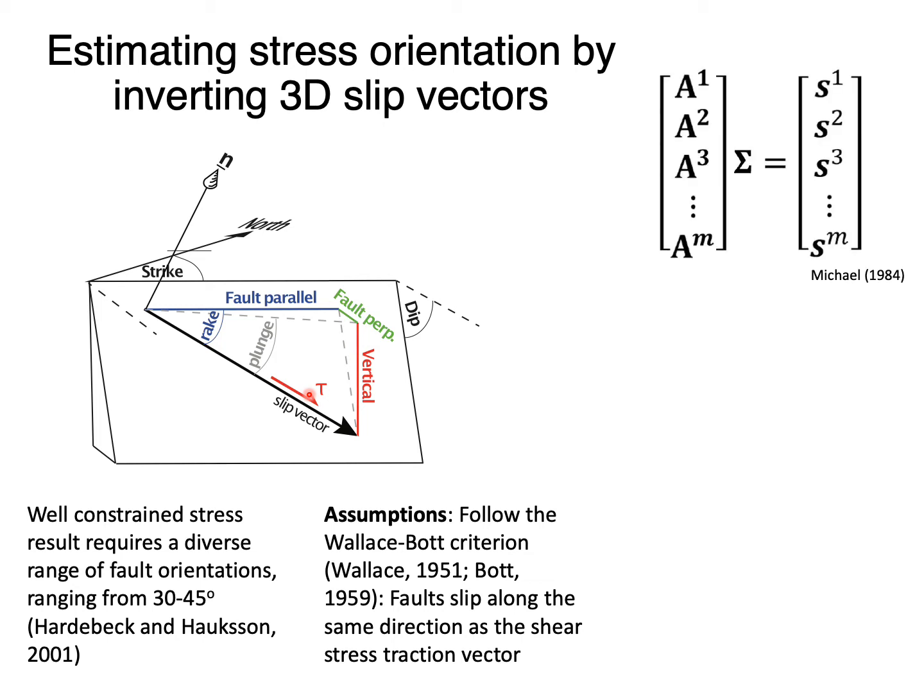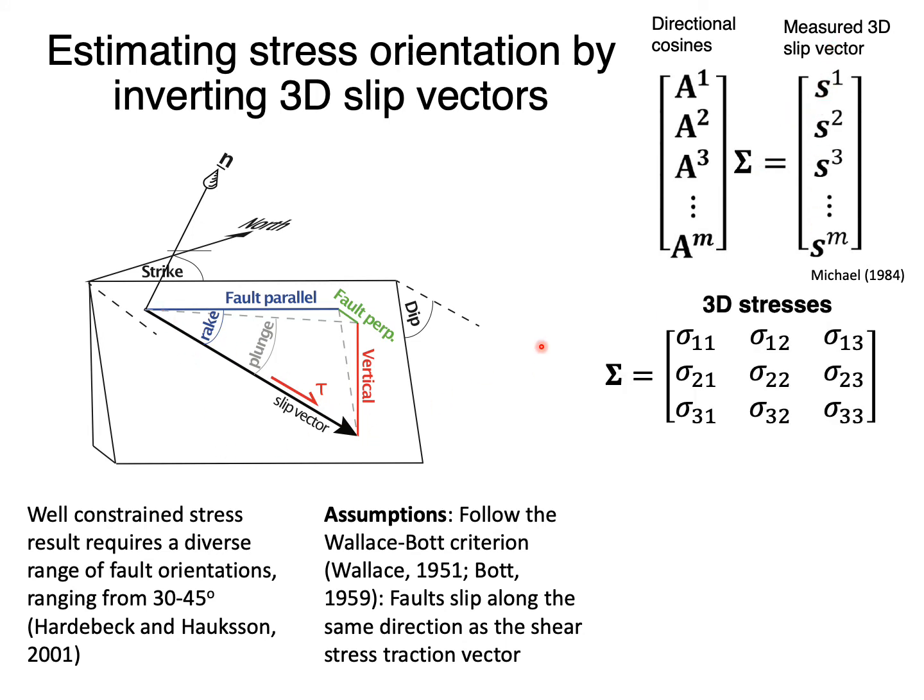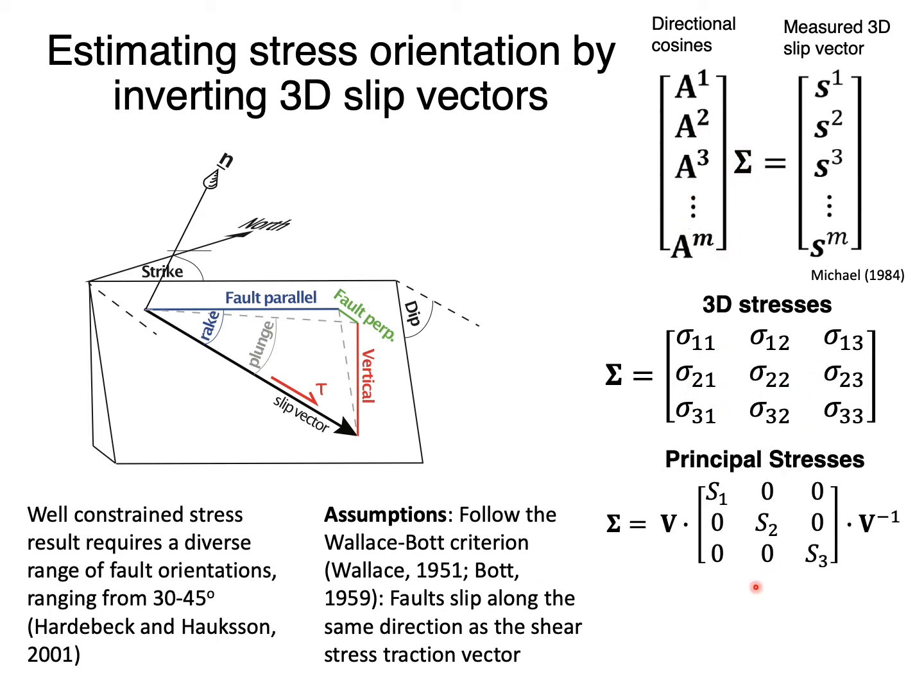And so this is showing the forward problem here, where the A matrix contains your cosine directions. Sigma is your 3D stress tensor, and then this is your data vector, which contains our 3D slip vectors. So we can invert this to estimate the 3D stress tensor shown here. And if we do an eigenvalue decomposition of this stress tensor, we can estimate the principal stresses.